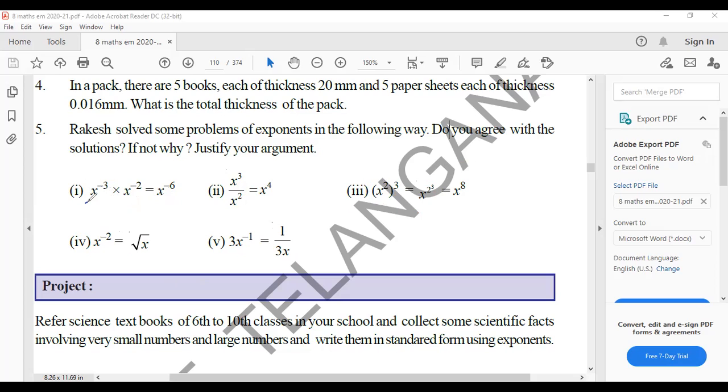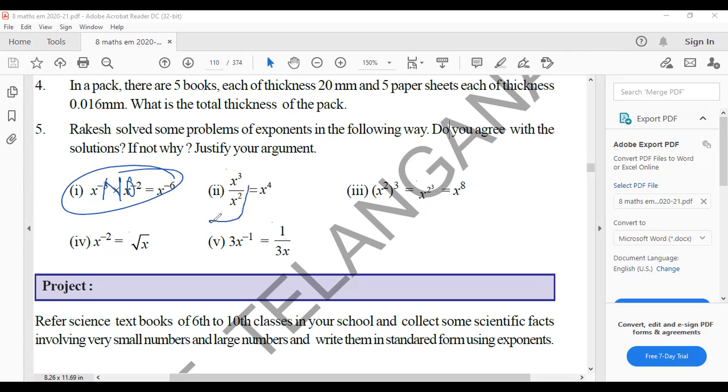What is x power minus 3 into x power minus 2? What is the answer now? Bases are the same, so the powers should be added. Minus 3, minus 2. The answer is minus 5. So x power minus 5. People should be very clear: bases are the same, powers should be added. This is x power minus 5, and the other side is x power minus 6. Are both the same? No. The answer is no.